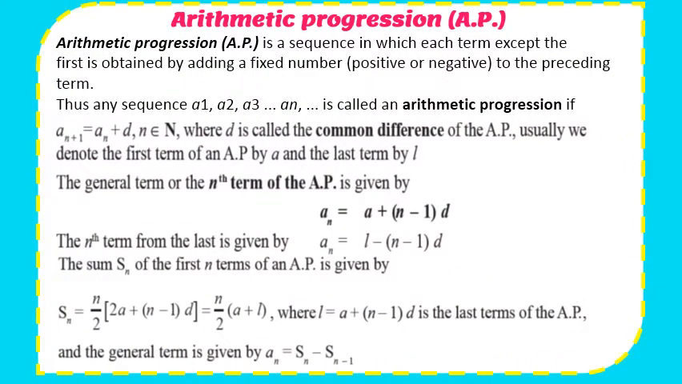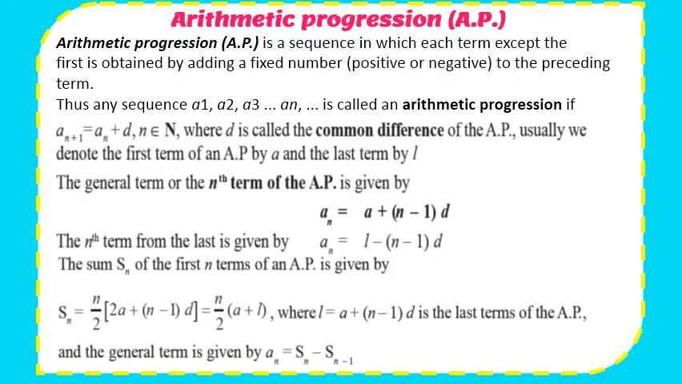So first let me tell you what is an arithmetic progression. And I know that all of you have gone through this topic in grade 10th. It was there, AP, chapter 5. So arithmetic progression is a sequence, an arrangement of numbers in which each term except the first is obtained by adding or subtracting a fixed number to the preceding one.